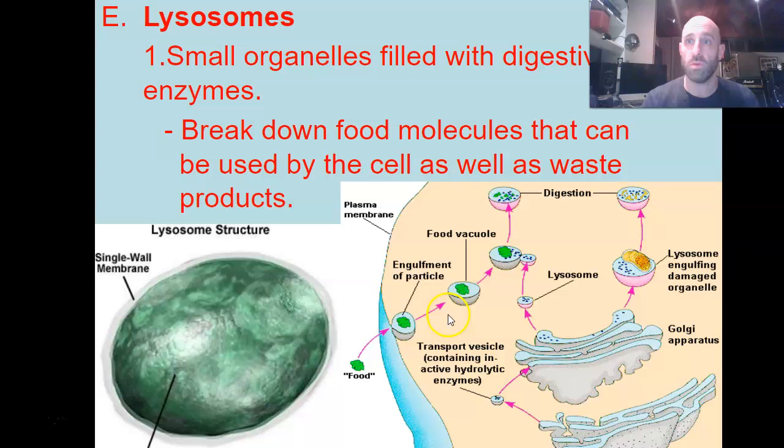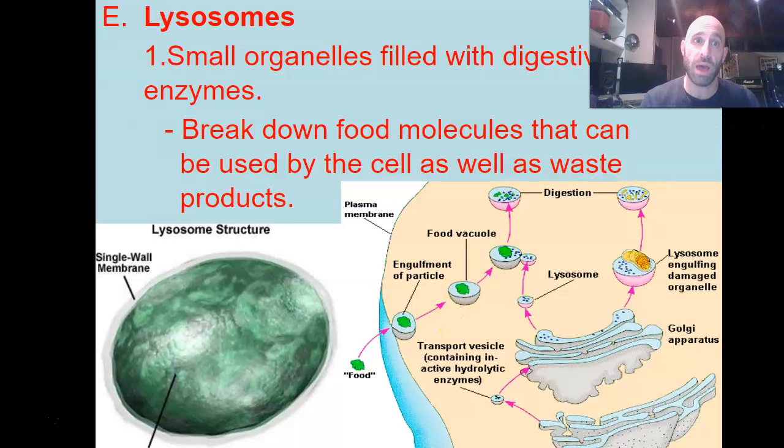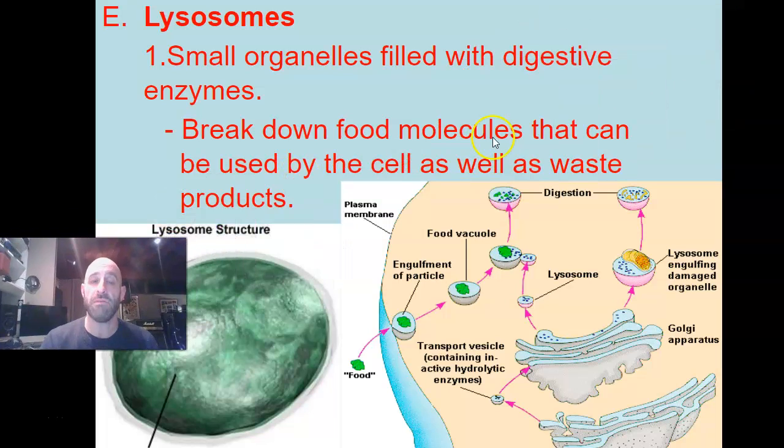Lysosomes. Lysosomes are very important because here's the problem. Things stop working at a certain point, right? For example, you might have an organelle like a ribosome that doesn't work anymore. It stops functioning correctly. And lysosomes are there to clean everything up and get rid of it. So lysosomes have digestive enzymes in there. And digestive enzymes, as you know, enzymes are proteins that break things down.